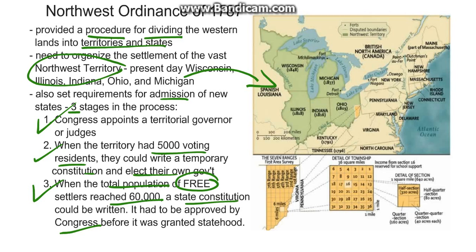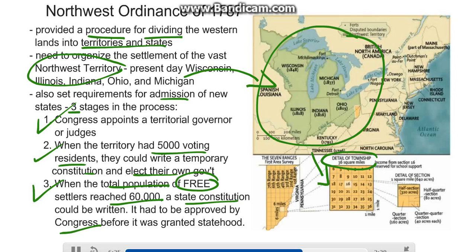If you look on the map here, you see the Northwest Territory that we just discussed. You can also see the details of the townships and how the land was divided. It was divided into townships of 36 square miles, and then each section was 1 square mile, 640 acres. So within one township, you had 36 individual sections that could be broken up into smaller areas of acres.